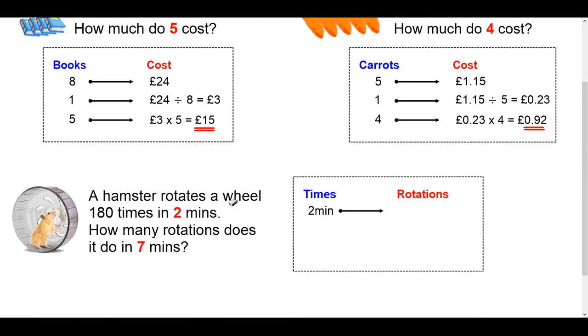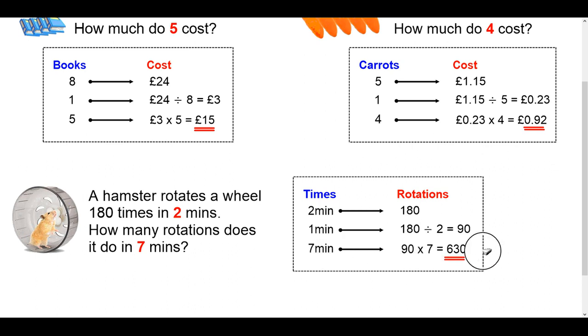A hamster rotates a wheel 180 times in 2 minutes. How many rotations does it do in 7 minutes? Because I'm dealing with the minutes, the minutes come first. So 2 minutes is 180 rotations. Get 1 minute, divide by 2, you get 90 rotations, and then finally get 7 minutes by times by 7. So 7 nines are 63, and then add a 0, 630 rotations.